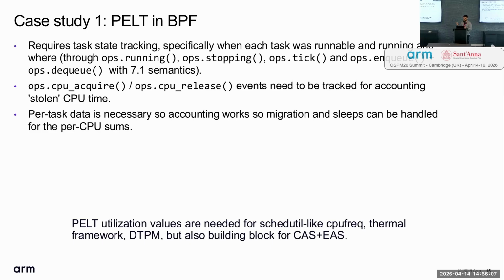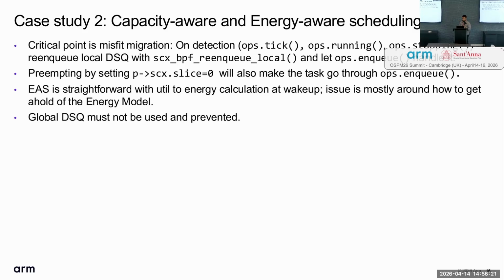What is that useful for in and of itself? I think it already works quite well for CPU frequency. Also thermal needs it, DTPM, but it is also a building block for CAS and EAS. So let's go and look at that.